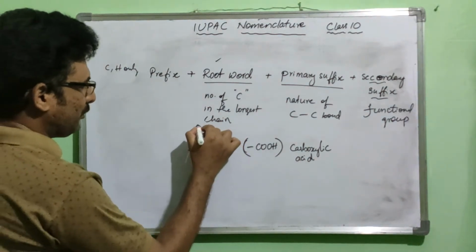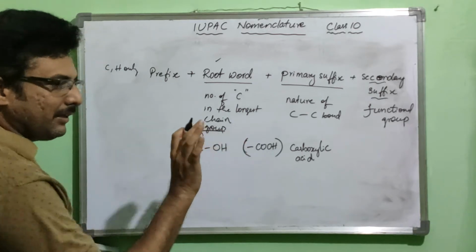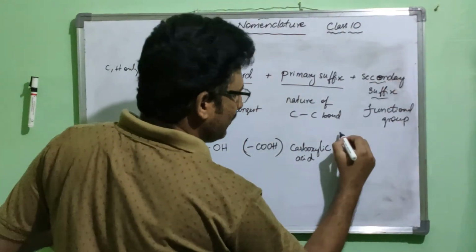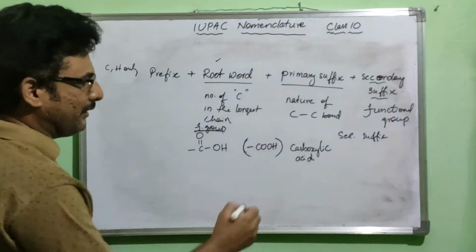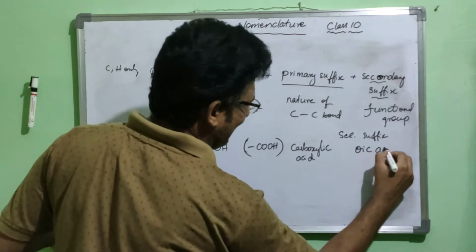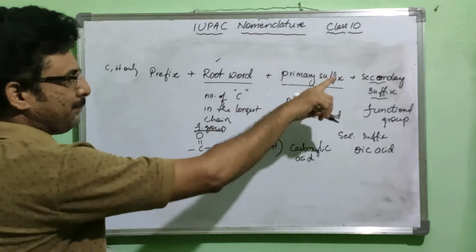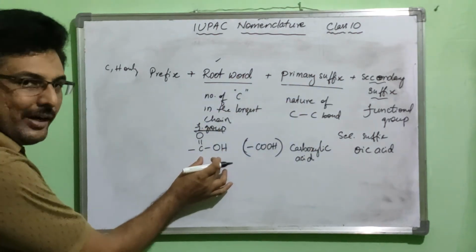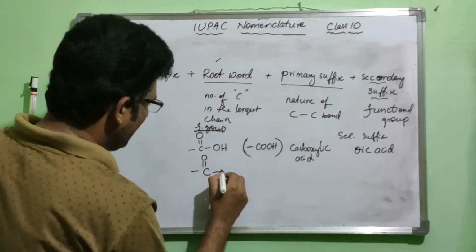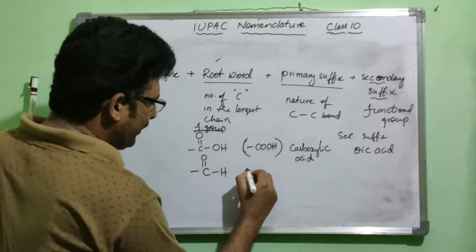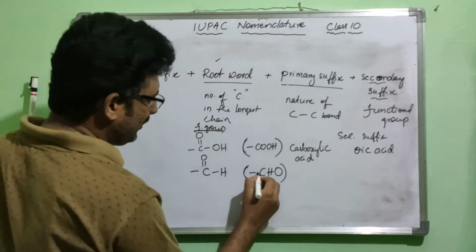And if this functional group is present in the given compound, then the secondary suffix to be written is oic acid. So you will write this oic acid after the primary suffix if this COOH is there. And the other one is C double bond H, and this can be written as CHO.